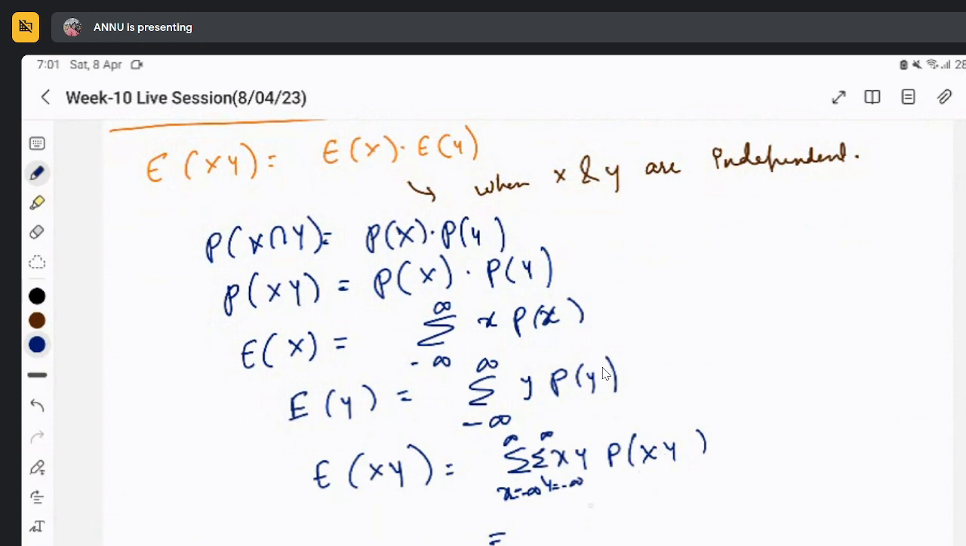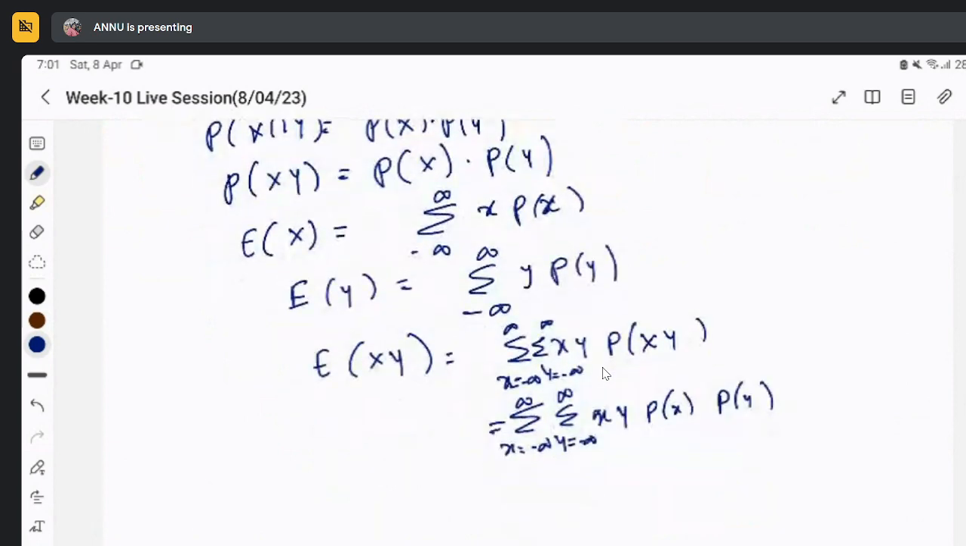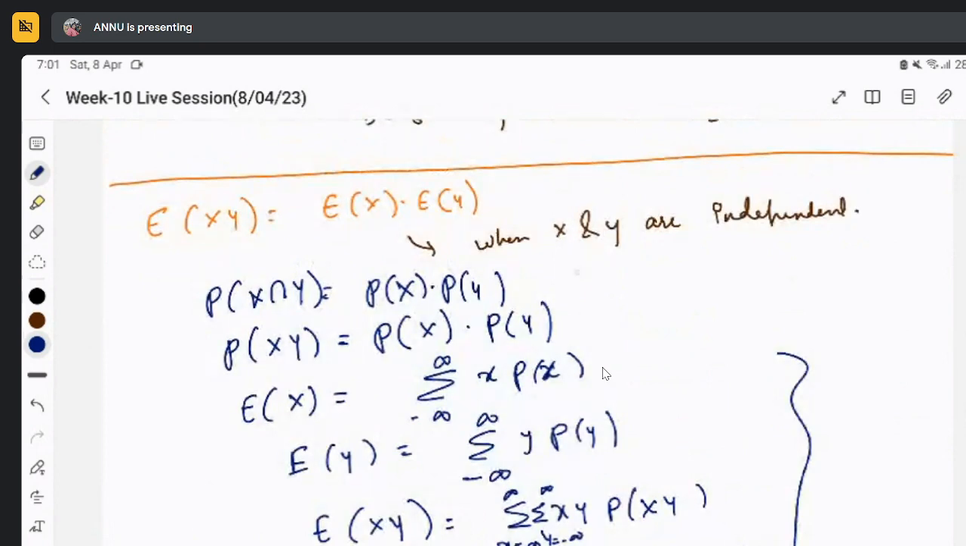This is simply P of x into P of y, summed from minus infinity to infinity over x and over y, which is simply the multiplication of E of x into E of y. So this holds when x and y are independent. Only when x and y are independent.